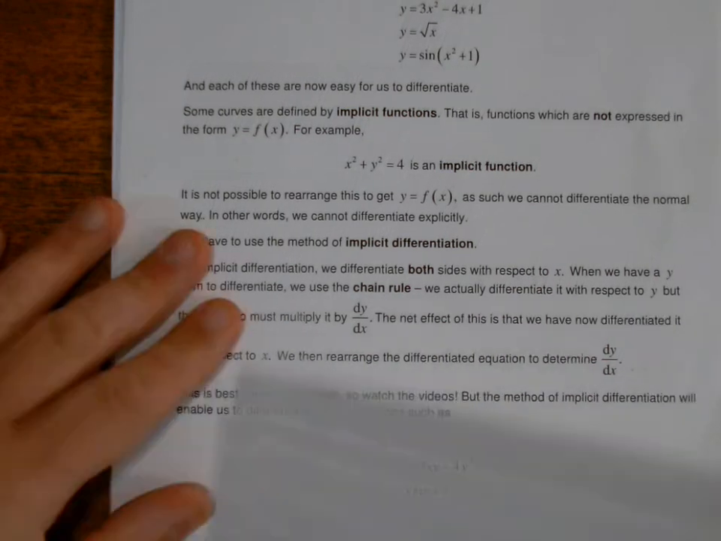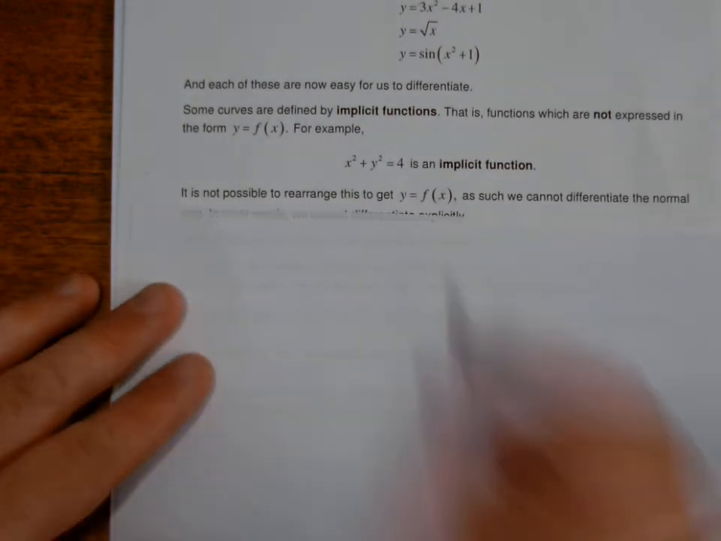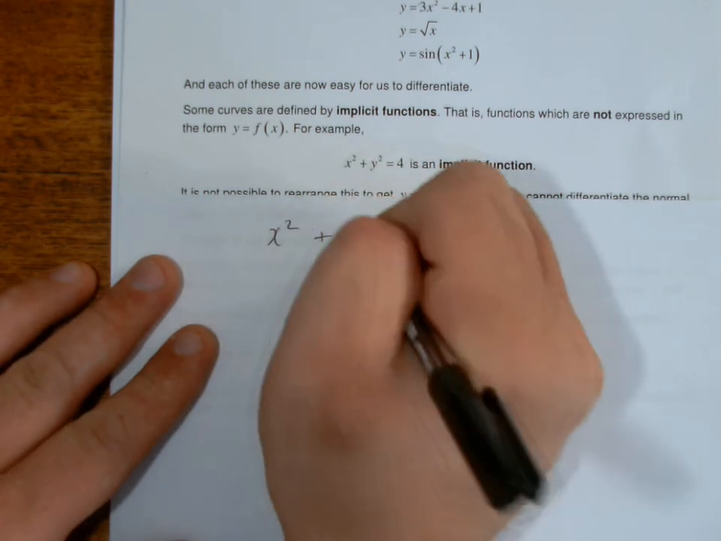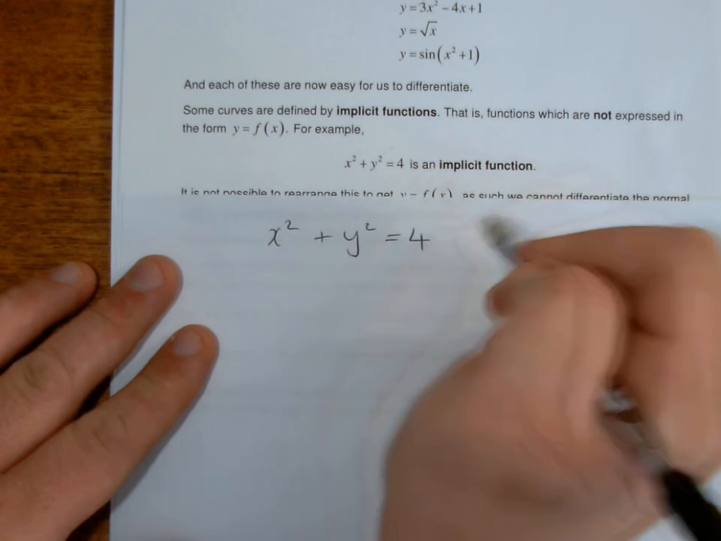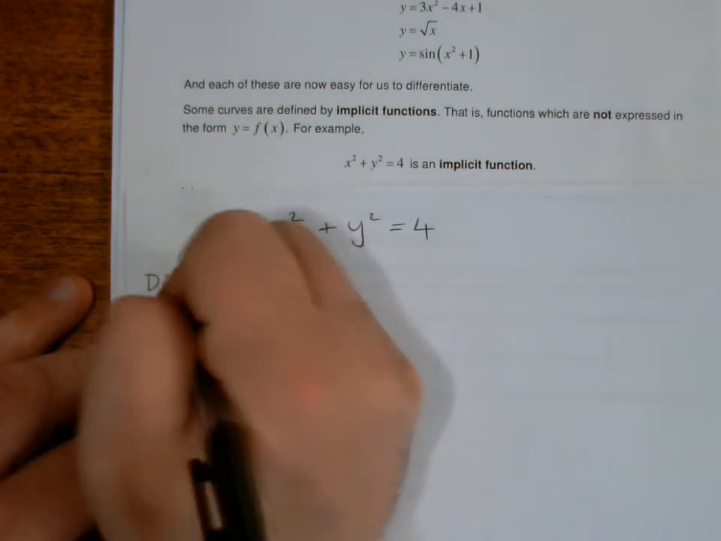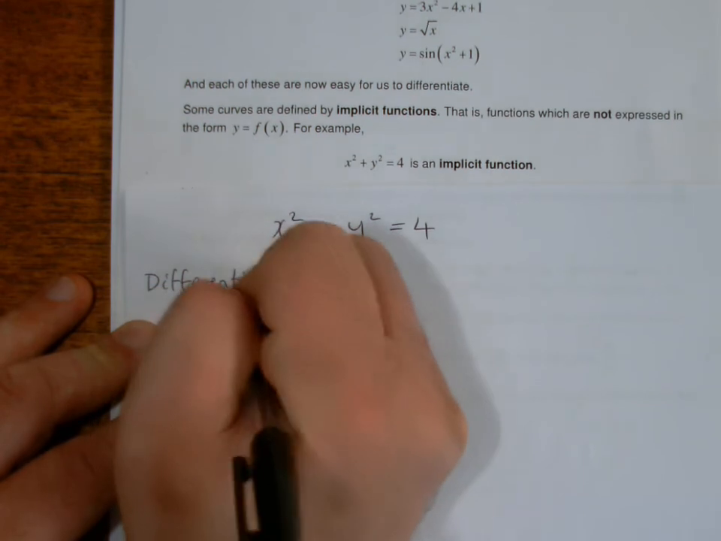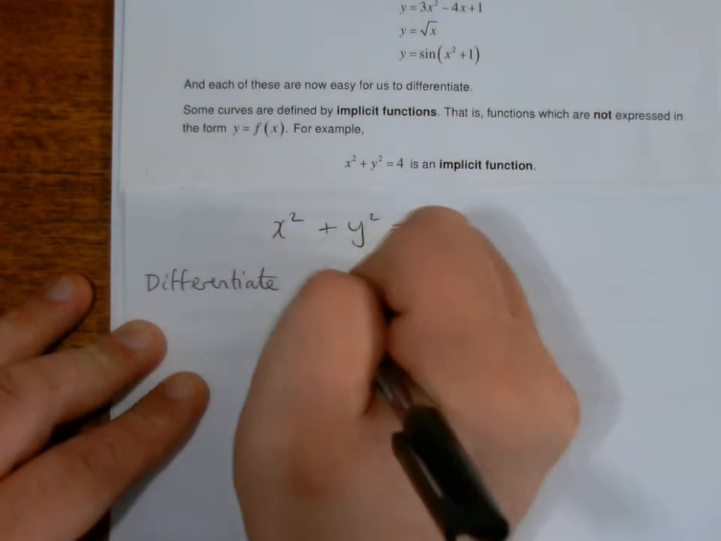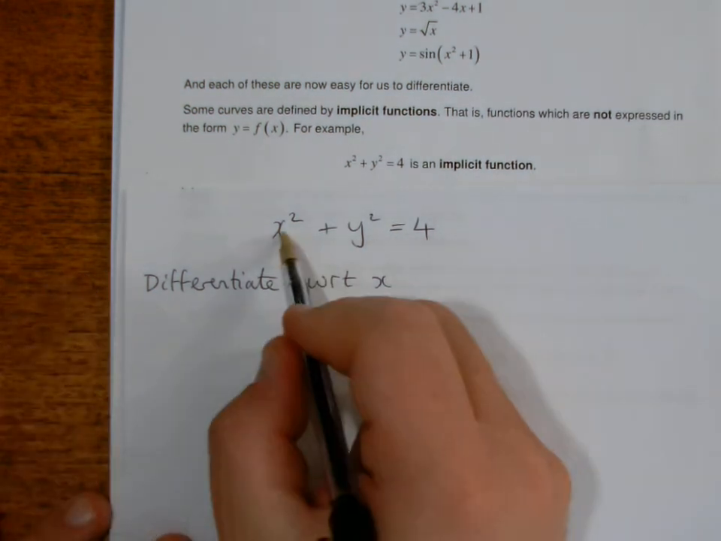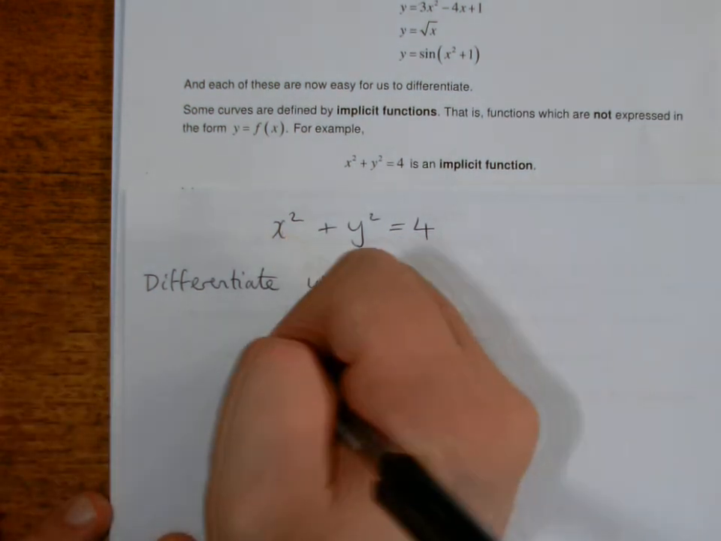So let me do a couple of quick examples to start with. Suppose I've got x squared plus y squared equals 4. Quite simply, we'll differentiate. I'm going to write this down every time I do these questions: differentiate with respect to x, WRTX. So differentiating that becomes easy, doesn't it? Because that just becomes 2x.